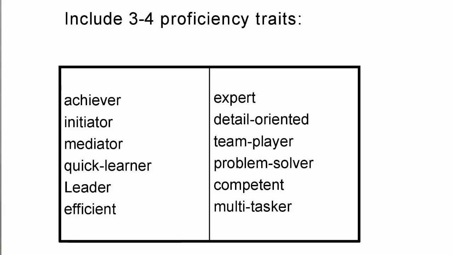An achiever. Number 2, an initiator. Number 3, a mediator. Number 4, a quick learner. Number 5, a leader. Number 6, efficient. Number 7, an expert. Number 8, detail orientated. Number 9, a team player. Number 10, a problem solver. Number 11, competent. And the last one, number 12, a multitasker. There were 3 adjectives in there, my apologies.